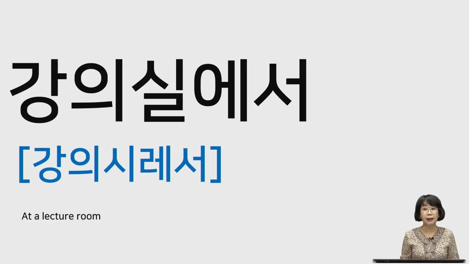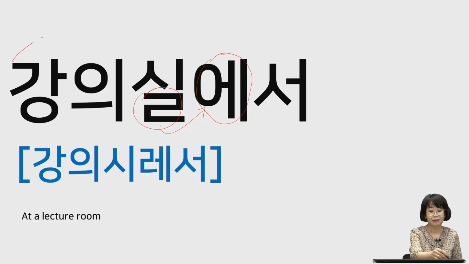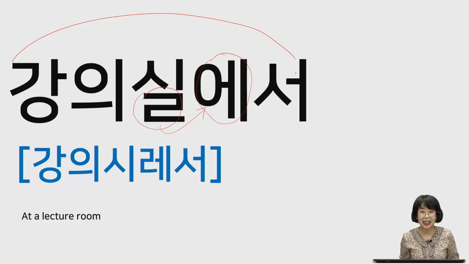강의실에서. 르 moves to the next syllable, and the syllable starts with a vowel. 강의실에서, 강의실에서, 강의실에서.